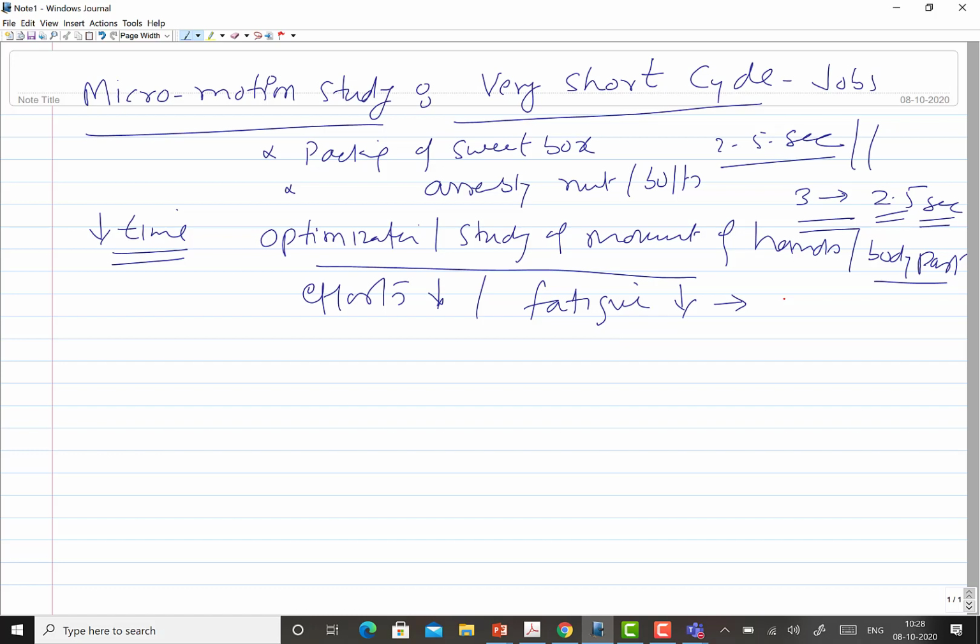Another important thing is, like what we have seen, OPC, flow process chart, flow diagram or string diagram or travel chart.